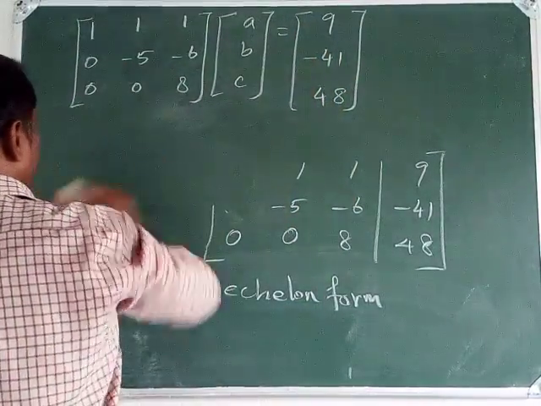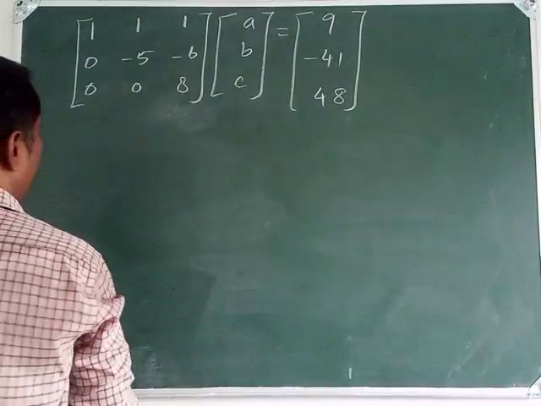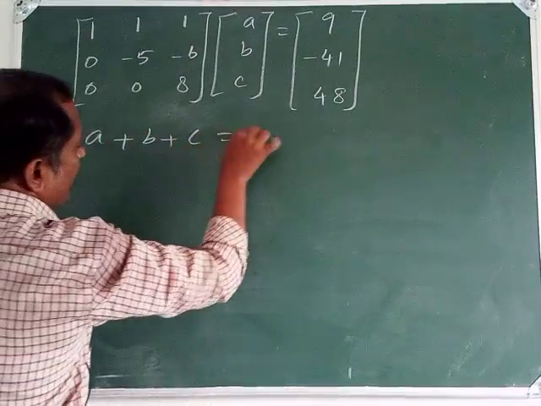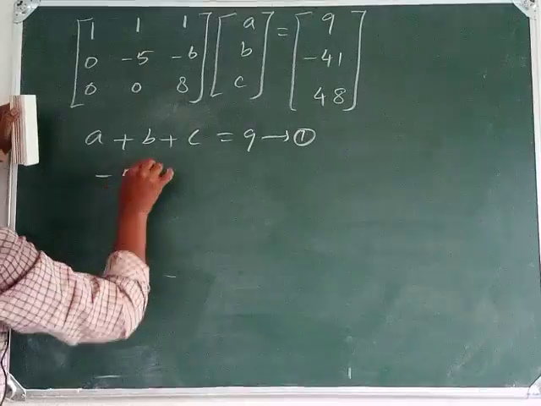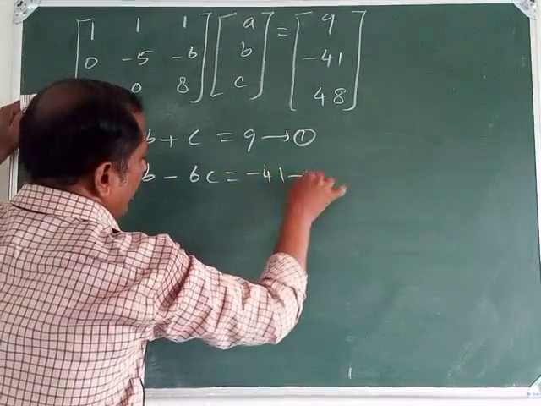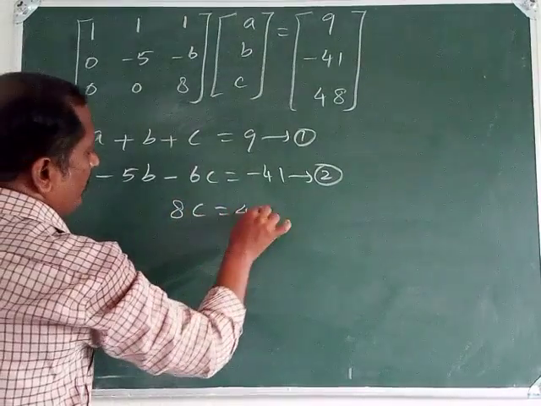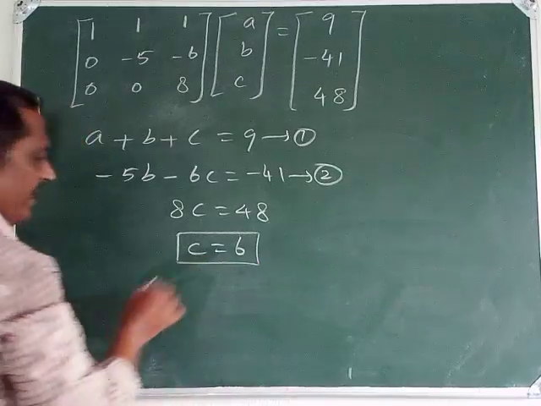Next we have to frame the equation using this matrix form. So frame the equation. The equations are A plus B plus C is equal to 9. First equation. Second equation is minus 5B minus 6C is equal to minus 41. Second equation. Third equation is 8C is equal to 48. So directly we get the answer, C is 6.